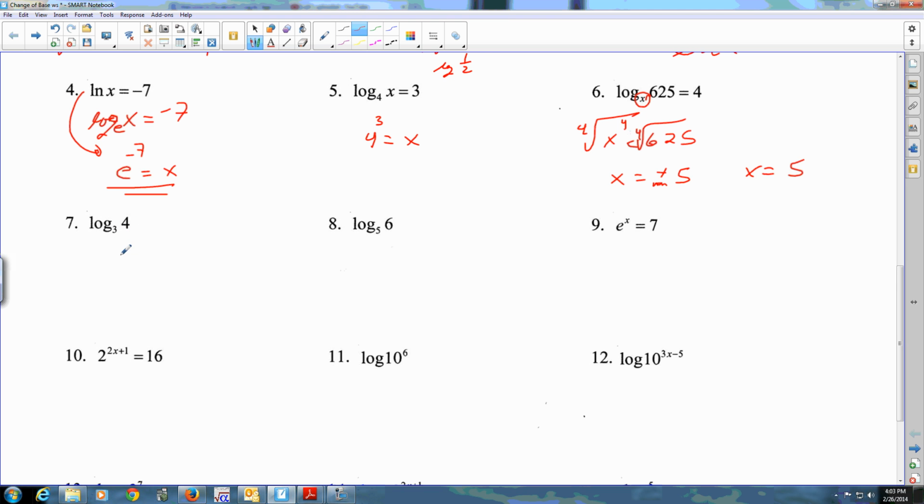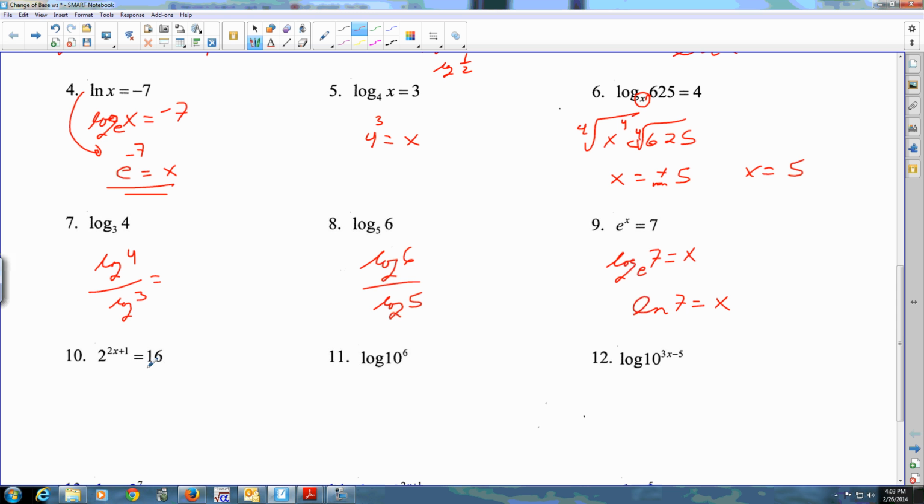This would require the change of base. So that's log of 4 divided by log 3. Okay, type it in your calculator, and you'll see you get a decimal. So I would leave it right there. Same deal with this one. Log of 6 over log of 5. This one is in exponential form. If you need to, translate it first by writing log base e, and log base e is ln, so ln of 7 is x.